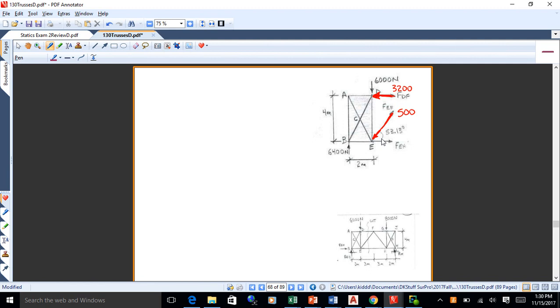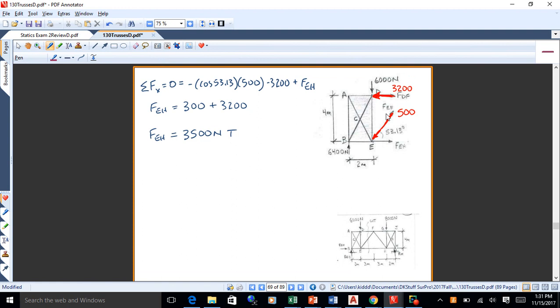So if I go sum of FX for the whole truss, it'll just be 0 equals R BX. I guess, did I write that as AX? I guess I did. Or is that a B? I can't tell, but it's 0. It zeroes out. Okay. So we're getting something like that.